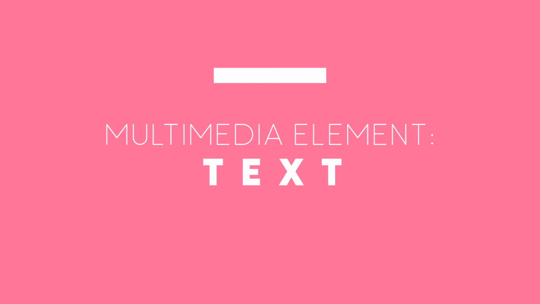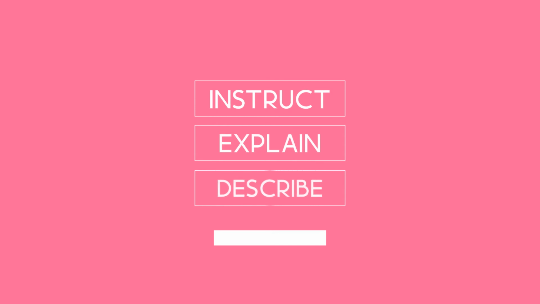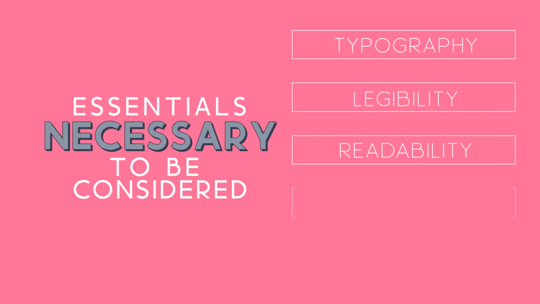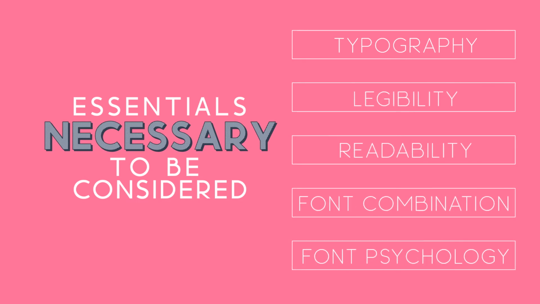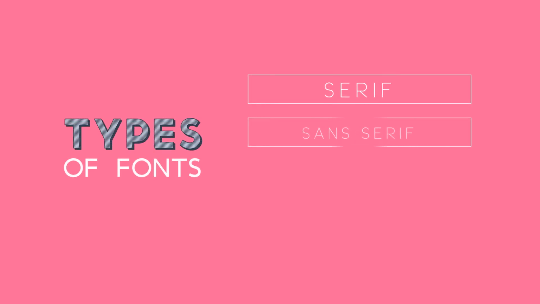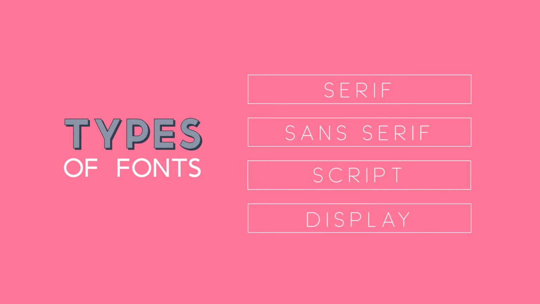Alright, let's explore the first multimedia element that we learned, which is text. So the main function of text is to instruct, explain, and describe messages. The essentials necessary to be considered when communicating through text are... Next, there are types of fonts, and many more. Different types of fonts reflect different emotions towards the message you are trying to direct.